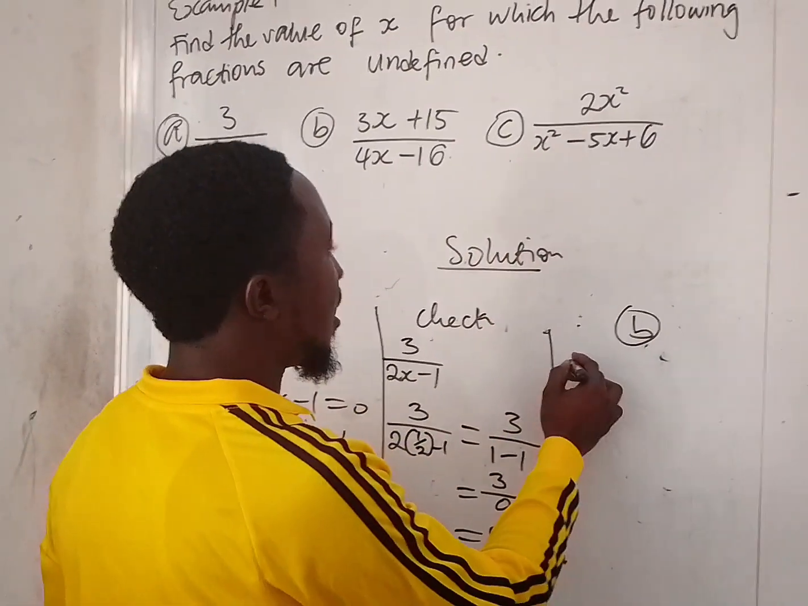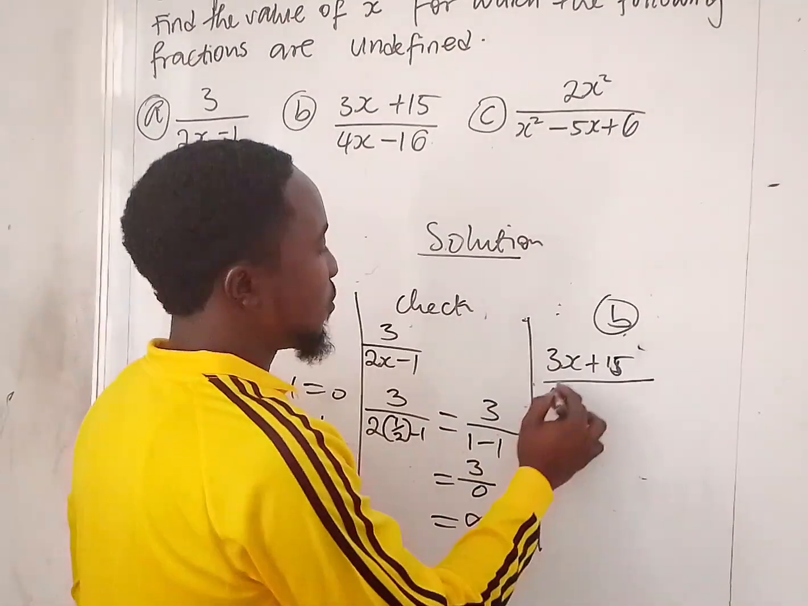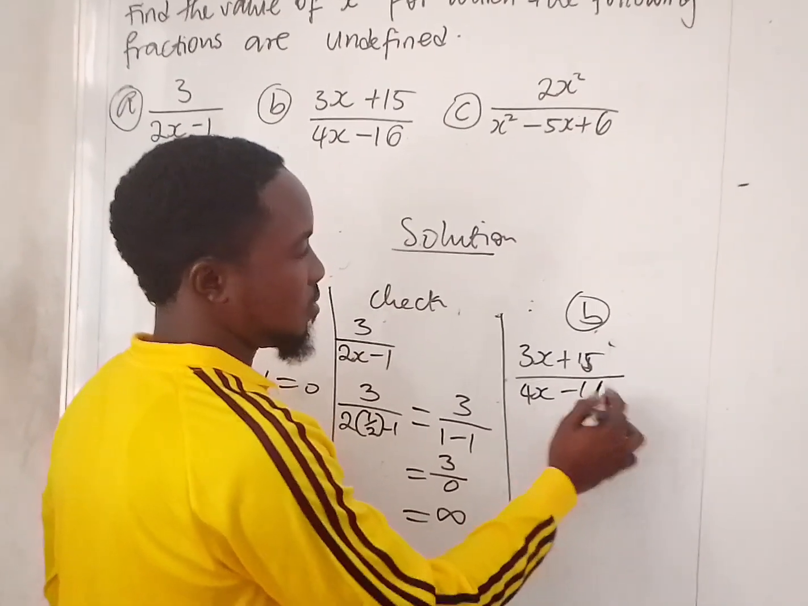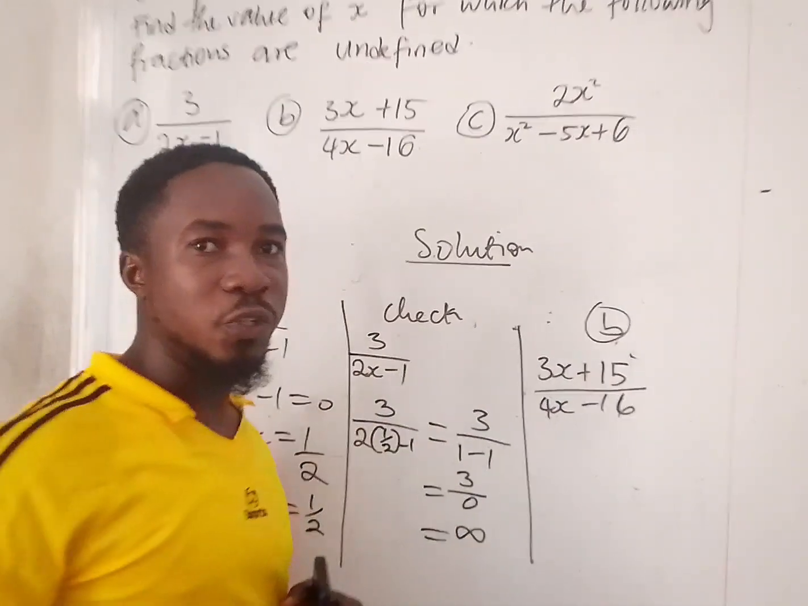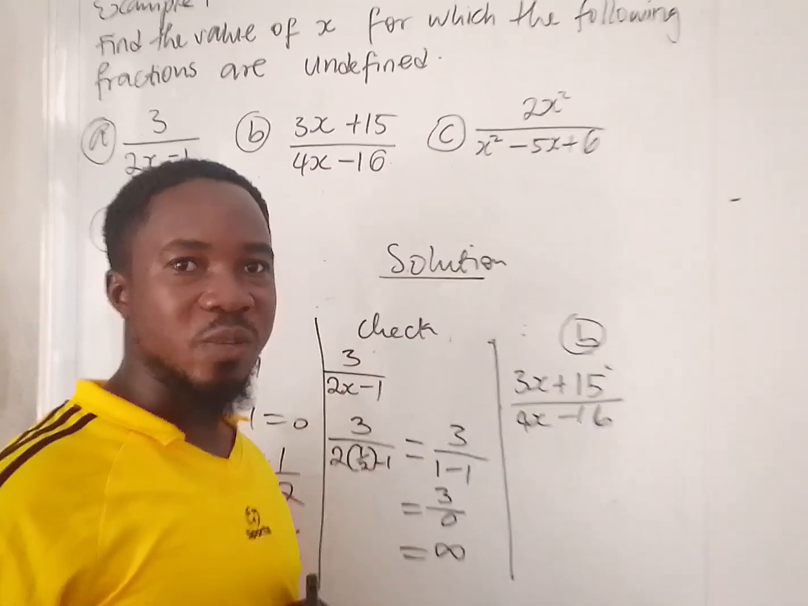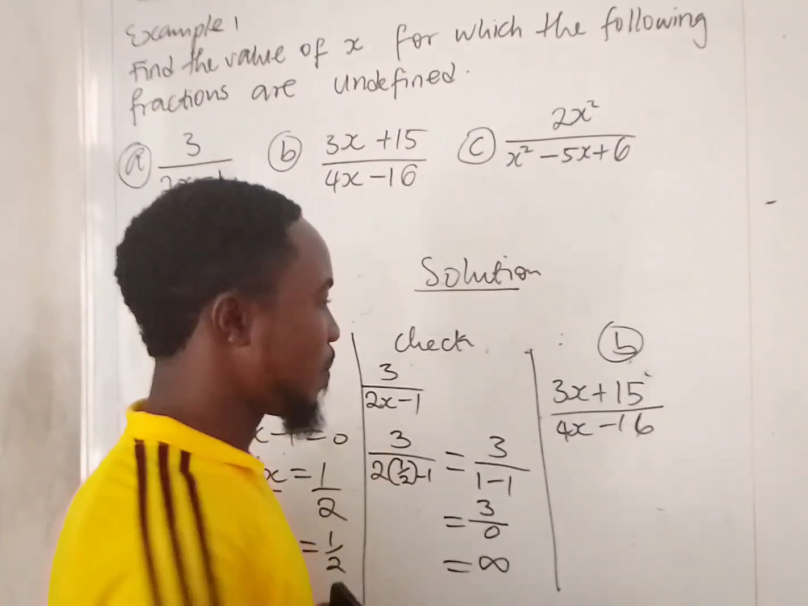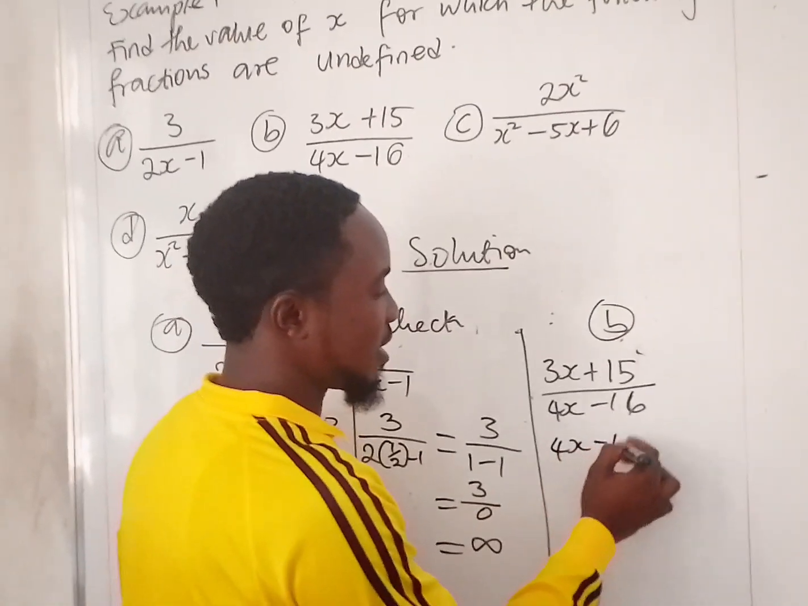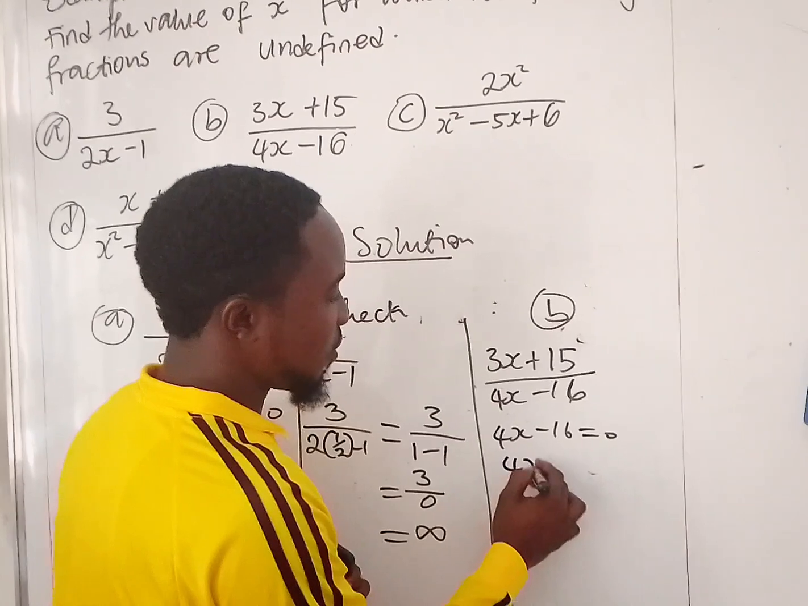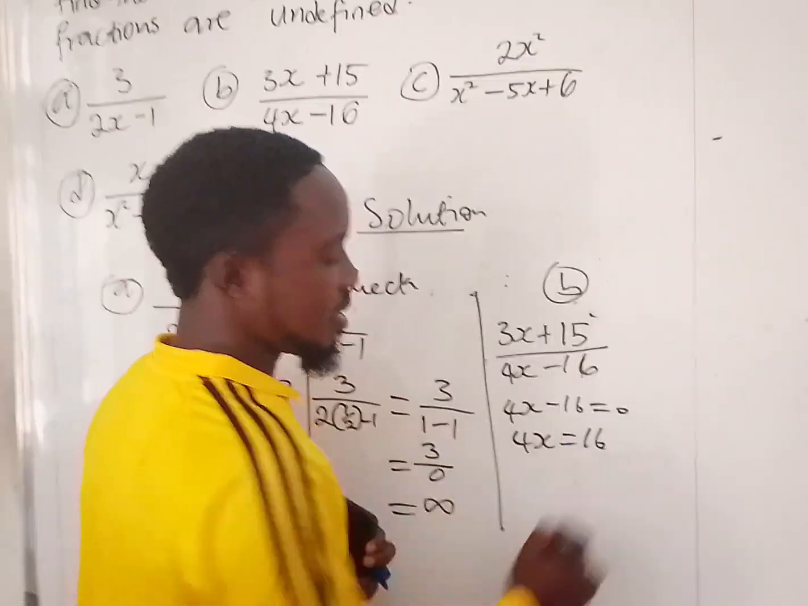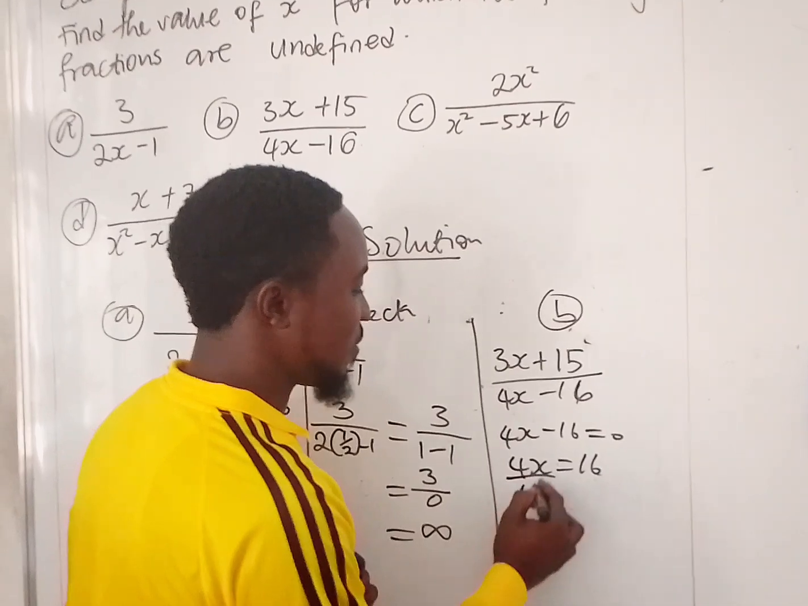So let's quickly look at B. Now, B says 3x plus 15 over 4x minus 16. Let me write the 15 clearly. So first, what's the first thing we do? Exactly. We consider the denominator and set it to 0. So we have 4x minus 16 equal to 0. Let's collect like terms. So this is 4x equal to 16. The next thing we do is what? Exactly, we divide both sides by 4.